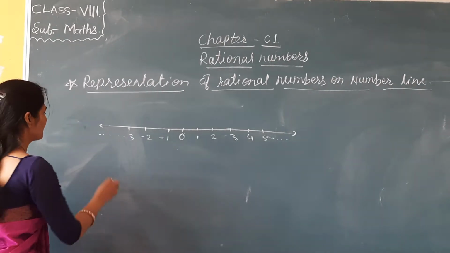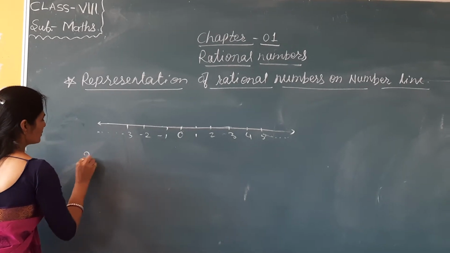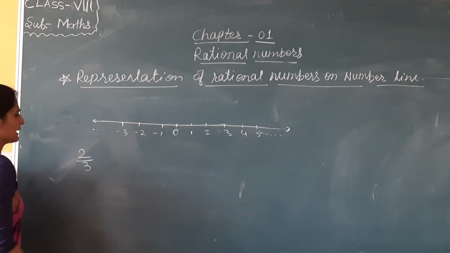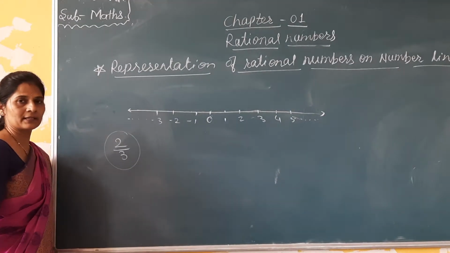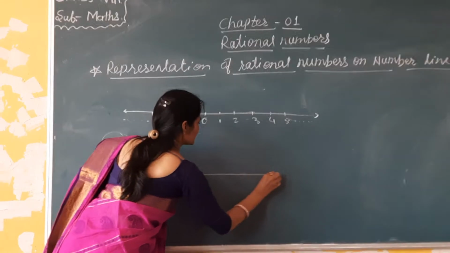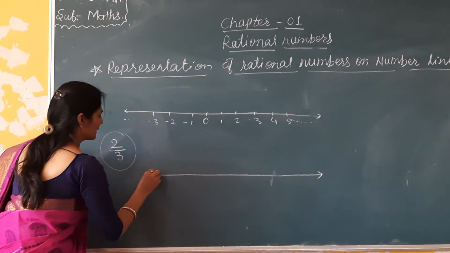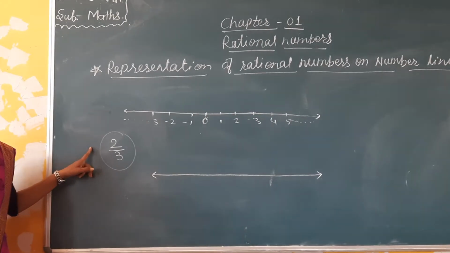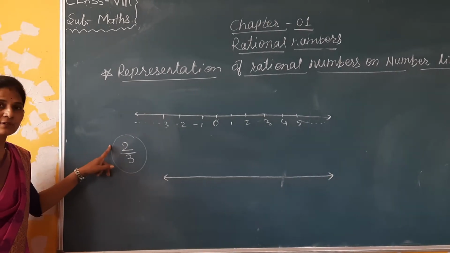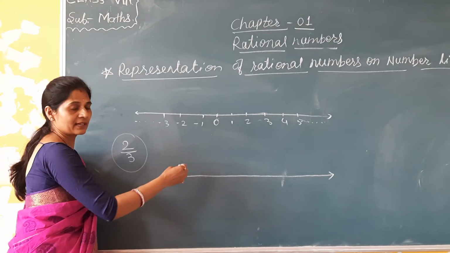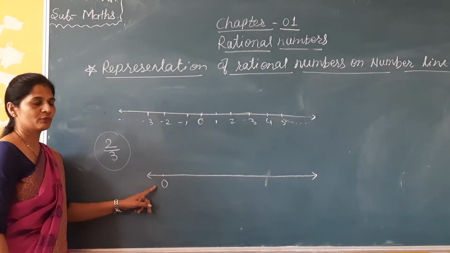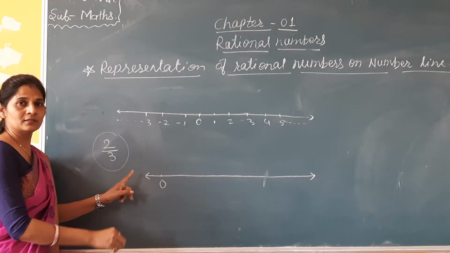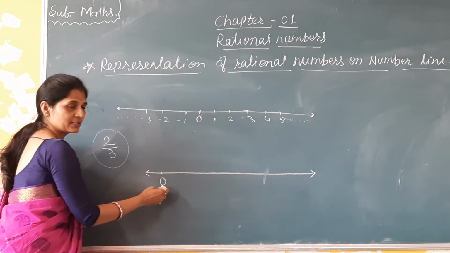You know that. Now suppose we have the rational number 2 upon 3 and we represent this rational number on the number line. Now how will we represent this on the number line? Is it a positive or negative rational number? It is a positive rational number. So you will take that right of the 0. We will plot this rational number on the right of 0.